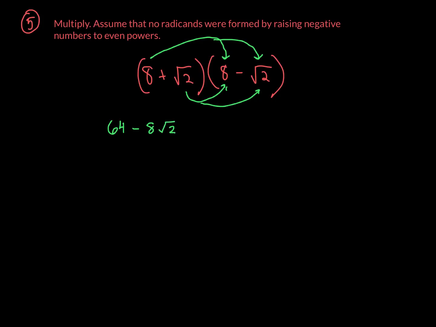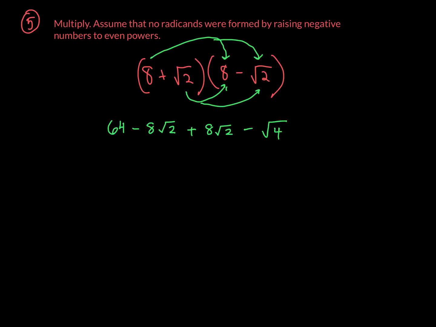In the middle, we've got square root of 2 times 8. That's going to be positive 8 square root of 2. And then square root of 2 times negative square root of 2. That's going to be negative. Since they're both square roots, we can multiply them. Square root of 4.